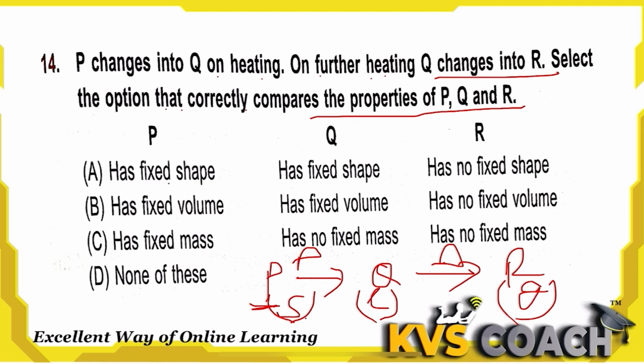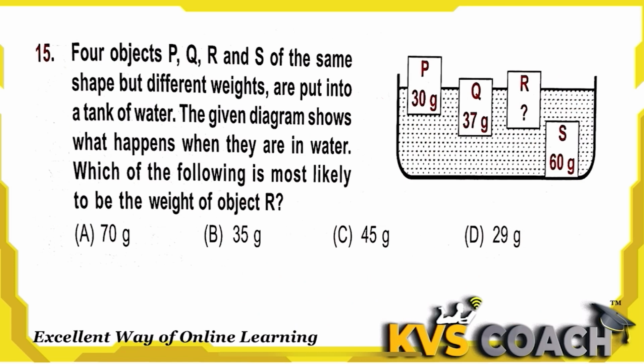So solid has fixed shape, yes. Liquid has fixed shape? No, they do not have. So this is wrong. B, it has fixed volume. Yes, solid has fixed shape and fixed volume both. And liquid has fixed volume. This is also right. And no fixed volume, gases do not have fixed volume. This is also right. It means B is the right answer, which matches the property of solid, liquid, and gases, all three. So B is the right answer here.